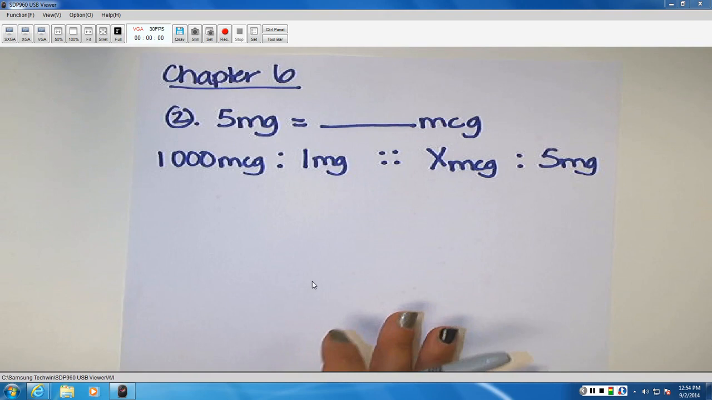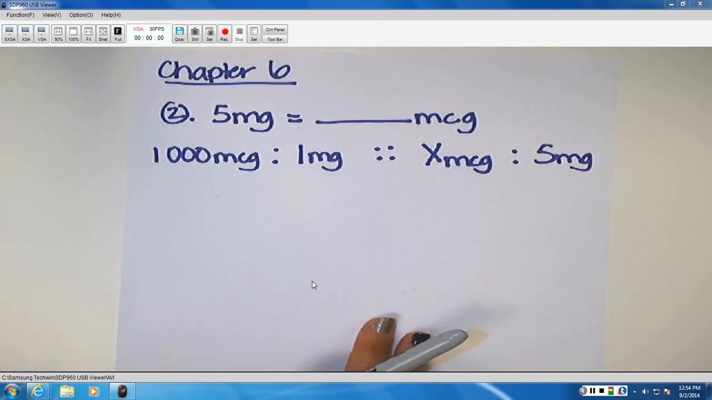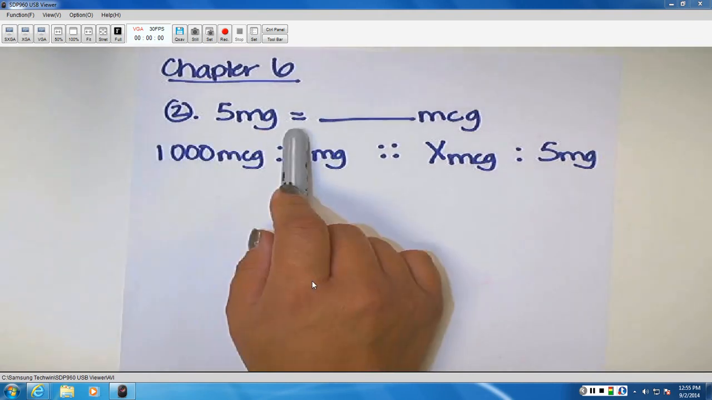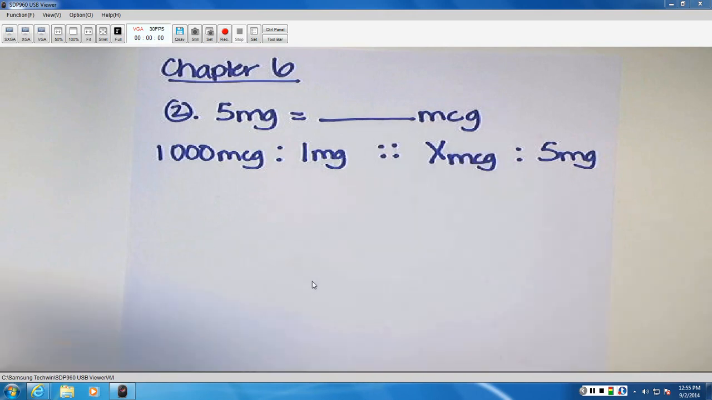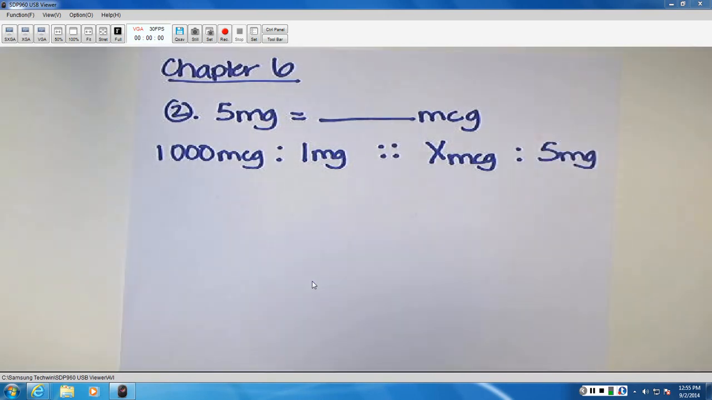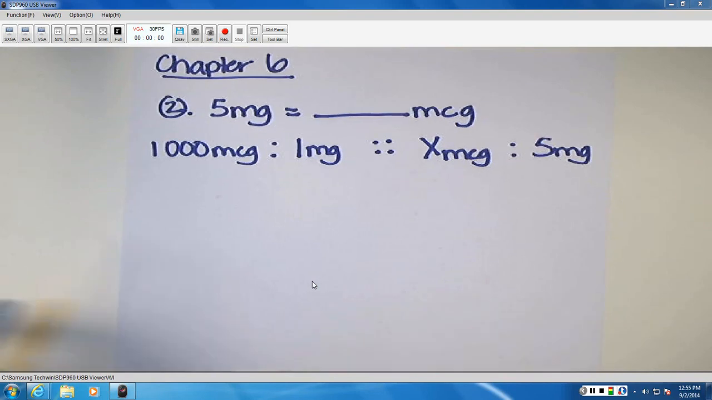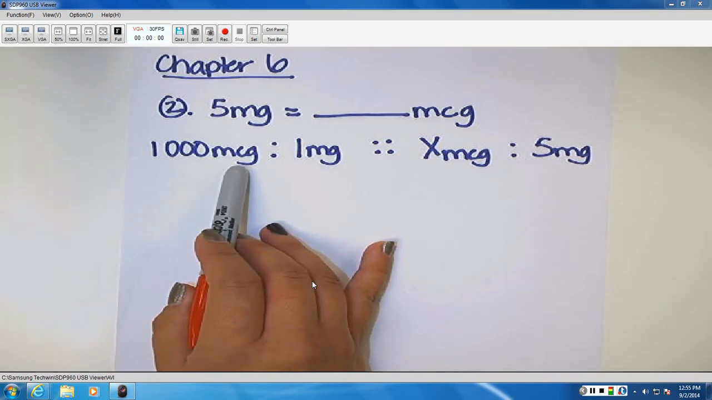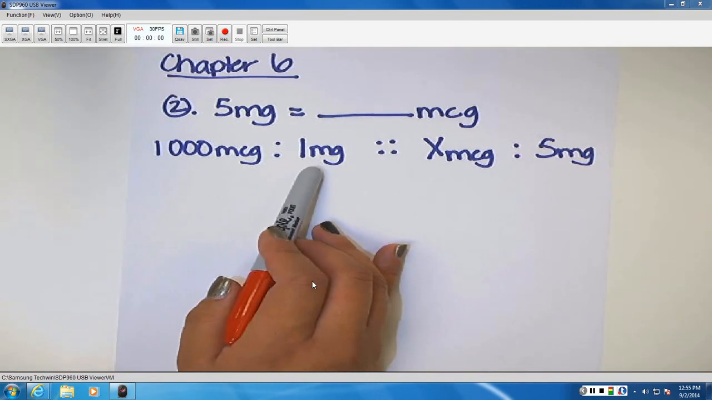So chapter 6, worksheet number 2, has the problem of 5 milligrams equals how many micrograms. What we have to do is set up a proportion so we can identify how many micrograms equals 5 milligrams. You will get your conversion guide and look up the conversion between a microgram and a milligram. What you'll find is 1,000 micrograms equals 1 milligram.